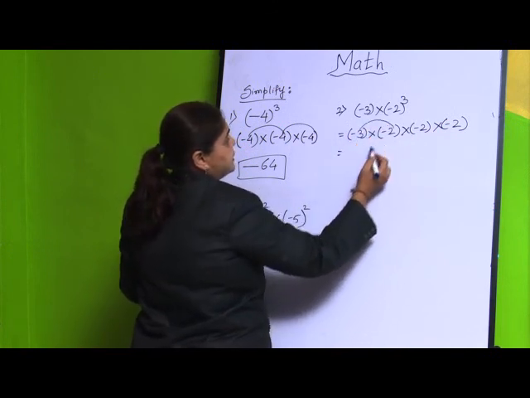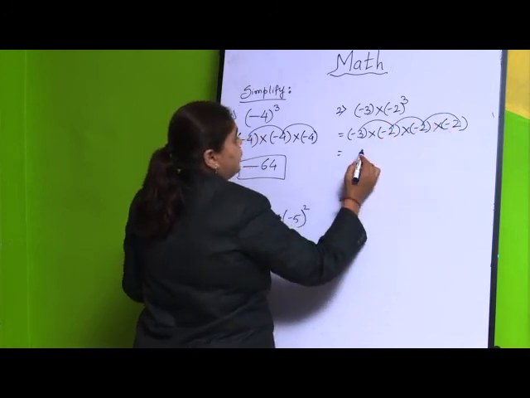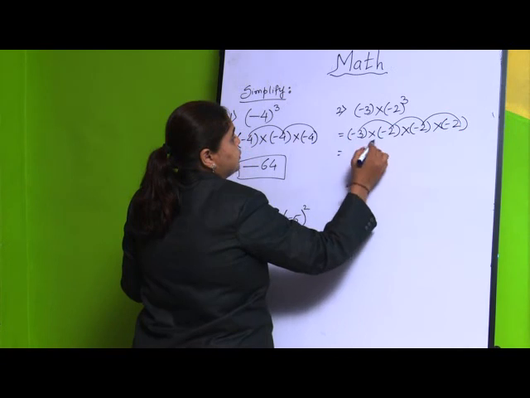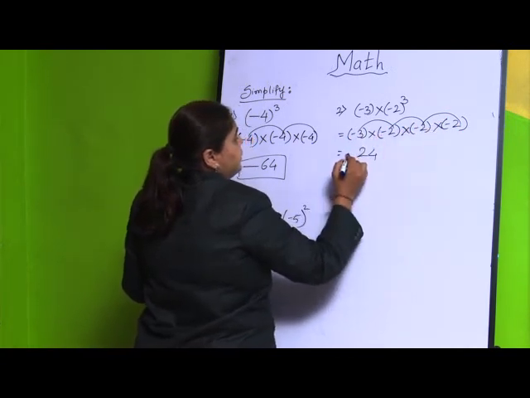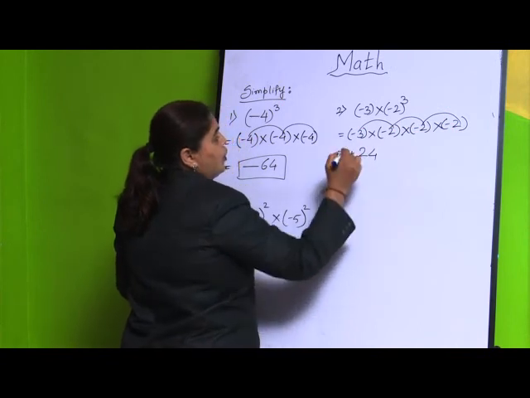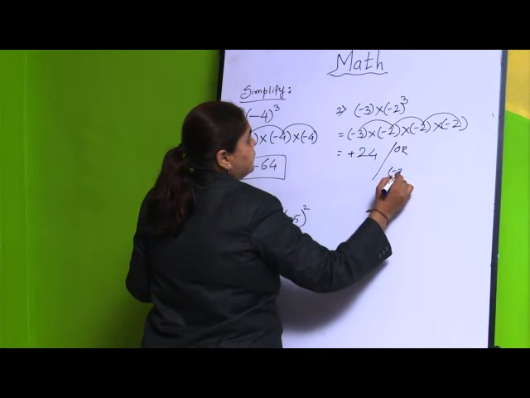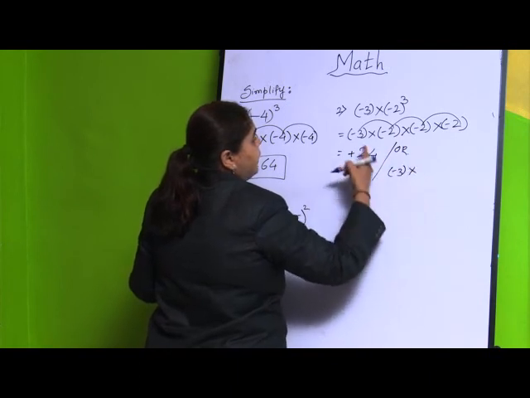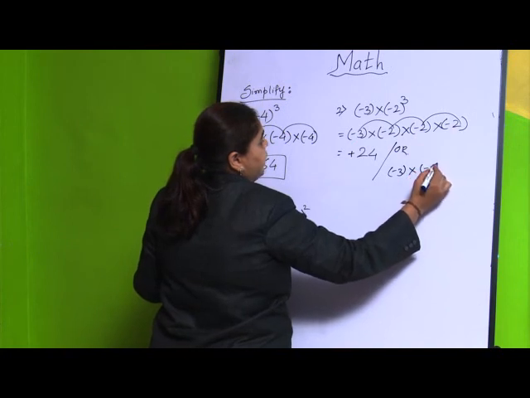3 2s are 6, 6 2s are 12, 12 2s are 24. Minus into minus is plus, plus into minus is minus, minus into minus is plus. So, the answer is 24. Or we can do the other method as minus 3 multiplied by, you know what is the answer of this, it is nothing but minus 8.